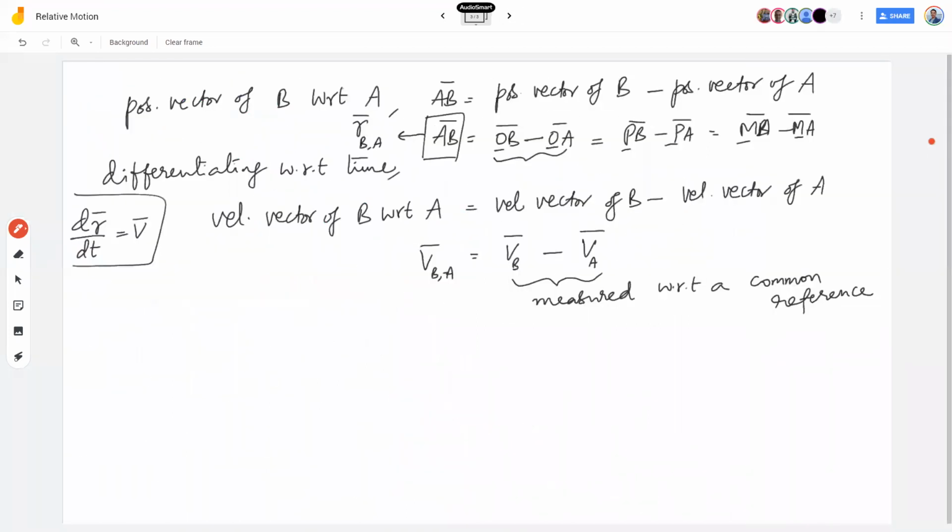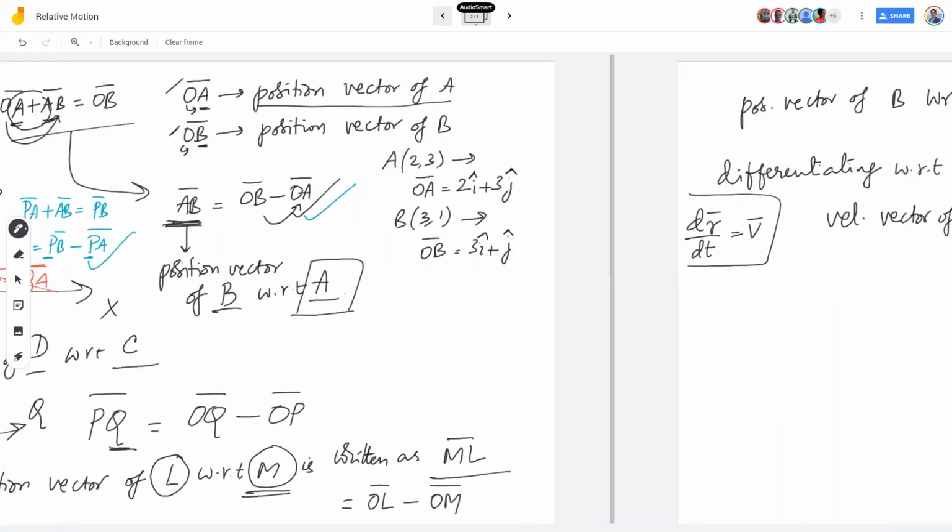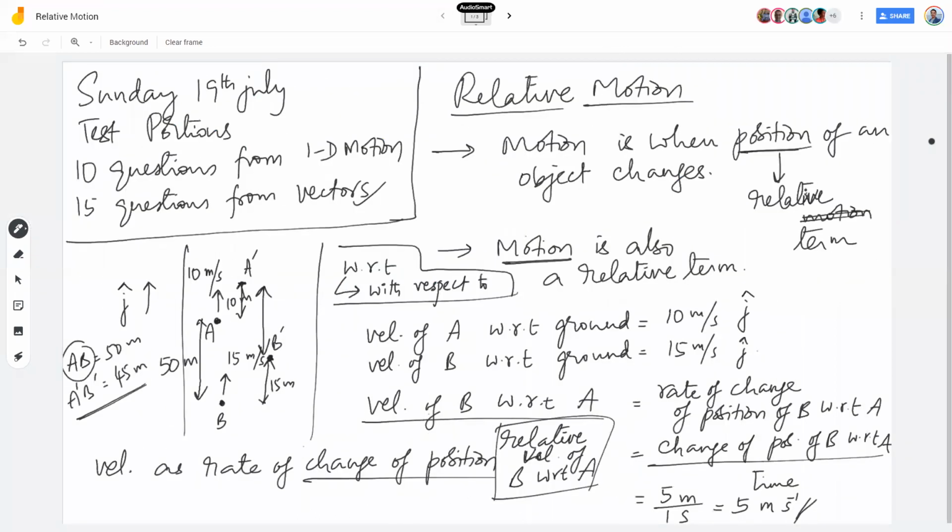Similarly, when you are finding the velocity of B minus velocity of A, to calculate velocity vector of B with respect to A, then both these velocities must be measured with respect to same common reference. Like in this case, we just calculated 15 minus 10 is 5. That is how we got this 5. Velocity of B with respect to A was nothing but velocity of B minus velocity of A, 15 minus 10. Both this 15 and 10 are measured in the same reference. What reference? The ground.